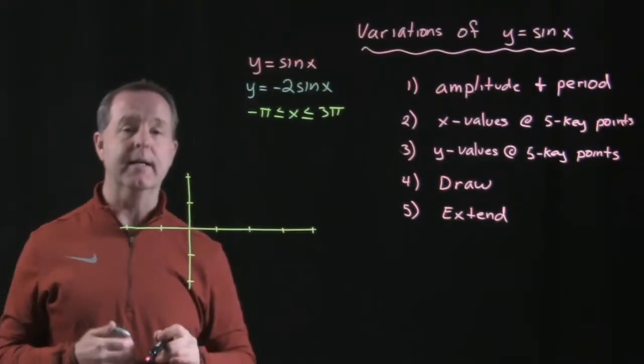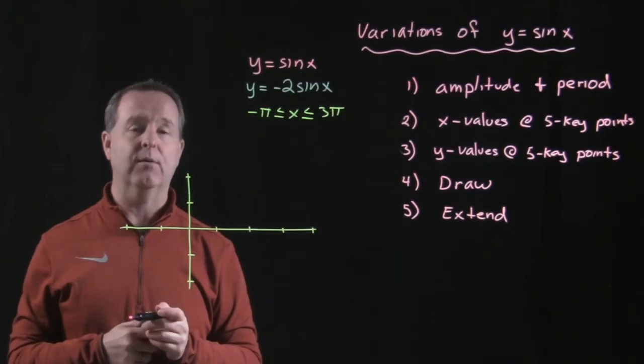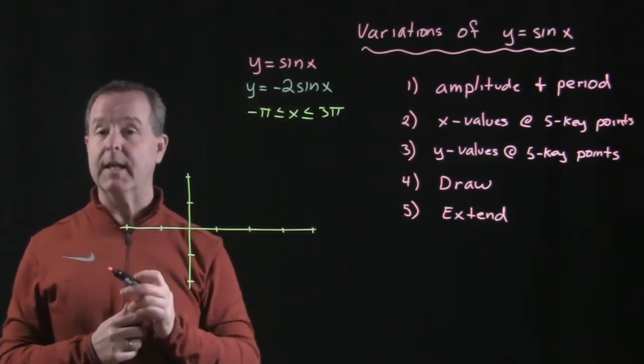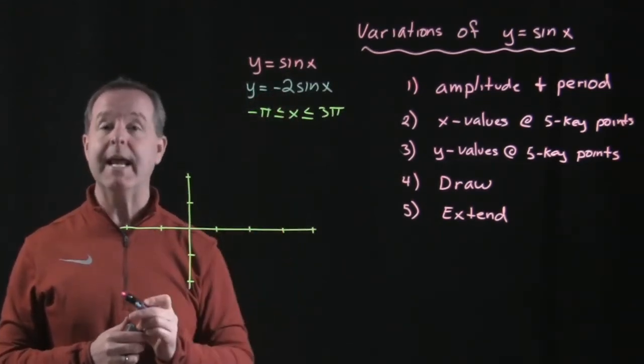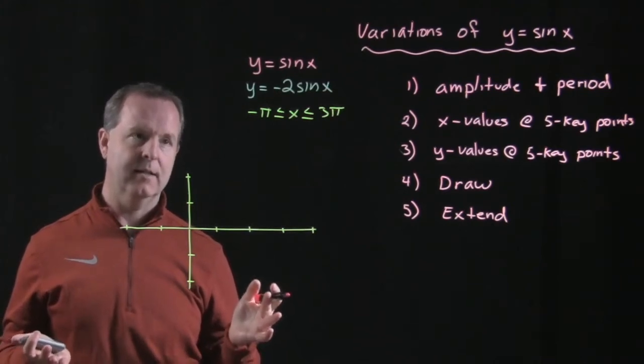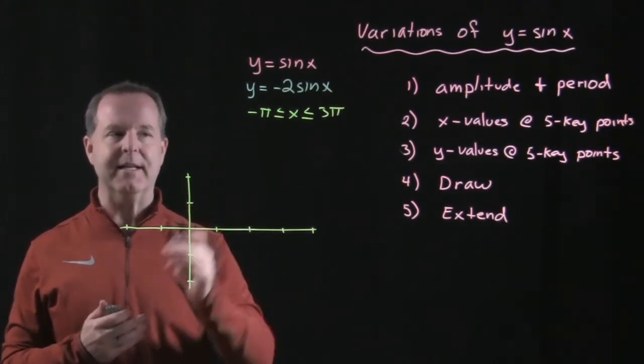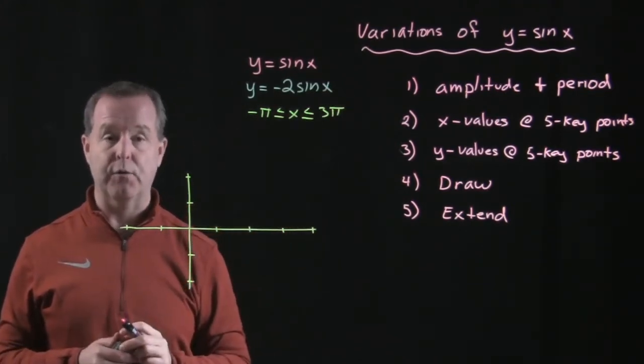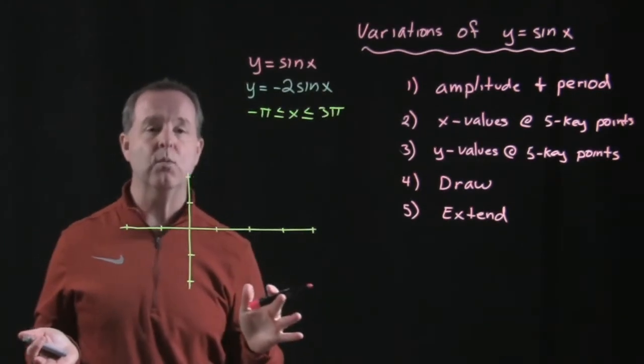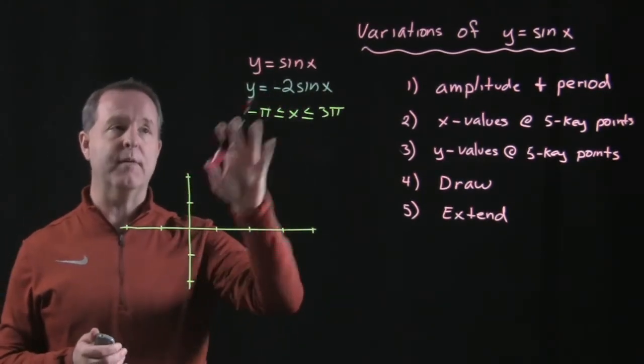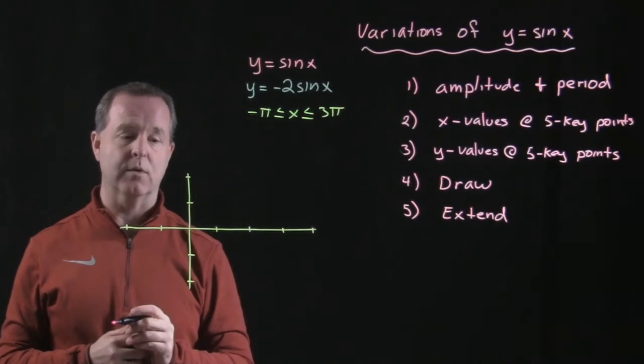Let's look at another example. The task we're given on this one is to compare two different sine graphs together. Y equals sine of x, and then y equals negative 2 sine of x. And then after that, we want to graph the extension from negative pi to 3 pi. So let's begin with understanding again, remember what the graph of y equals sine of x looks like.